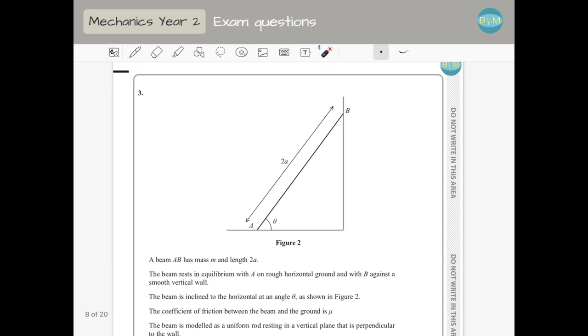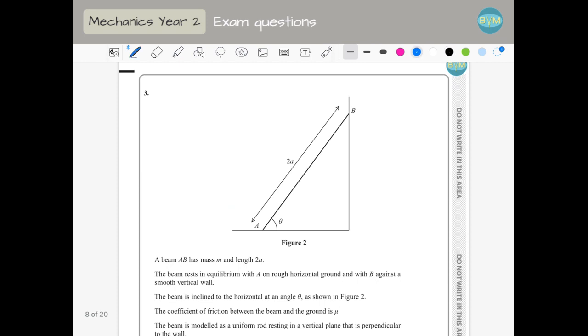So first of all, with this question, I really recommend you draw all the forces. We have the weight pointing down; the mass of the rod is m, so it's going to be mg. At the wall we don't have friction, but we have a normal reaction. Normal reaction is always perpendicular to the surface, not to the rod, so it's going to be perpendicular to the wall. I'm going to call it RB.